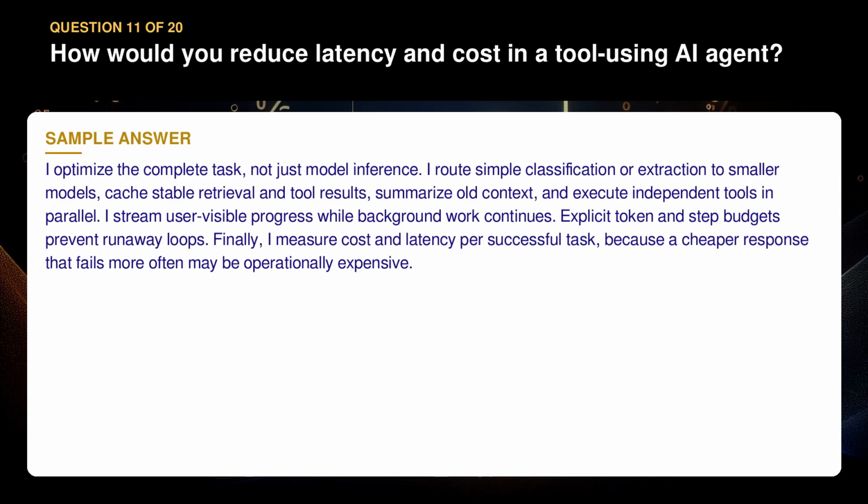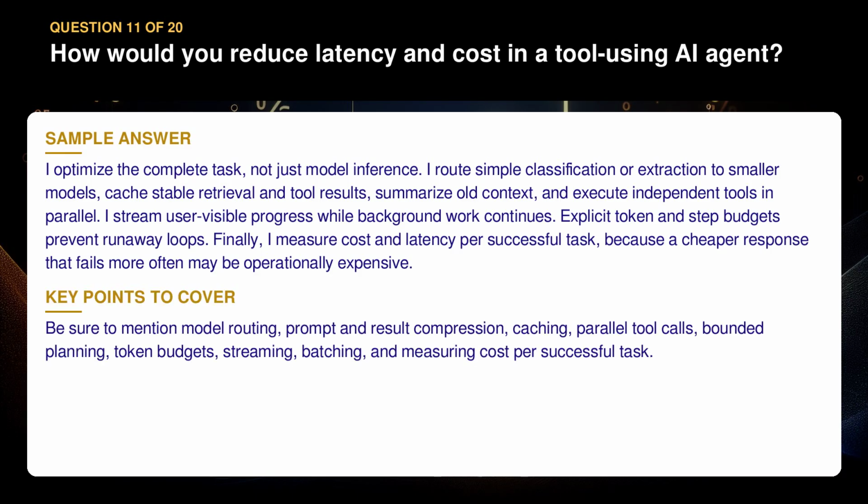Finally, I measure cost and latency per successful task, because a cheaper response that fails more often may be operationally expensive. Be sure to mention model routing, prompt and result compression, caching, parallel tool calls, bounded planning, token budgets, streaming, batching, and measuring cost per successful task.